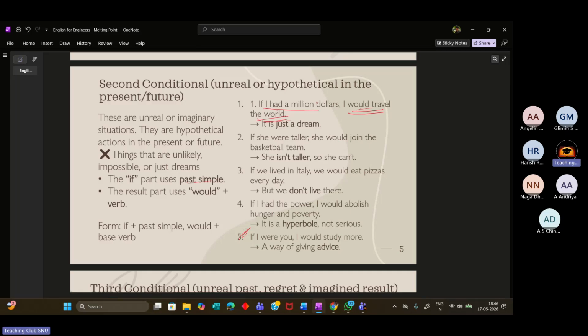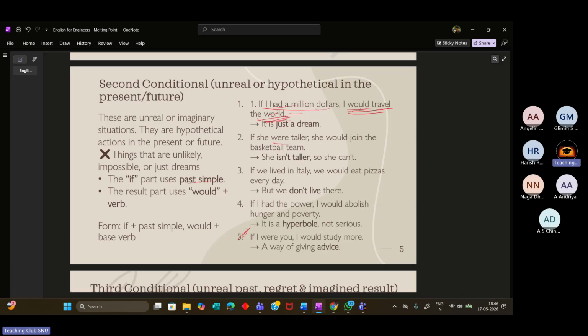So how the form for this will be is the condition will be in simple past or past perfect, and then the result will be in would plus the base verb. That's it. If she were taller, she would join the basketball team. If she were taller, which is not possible.